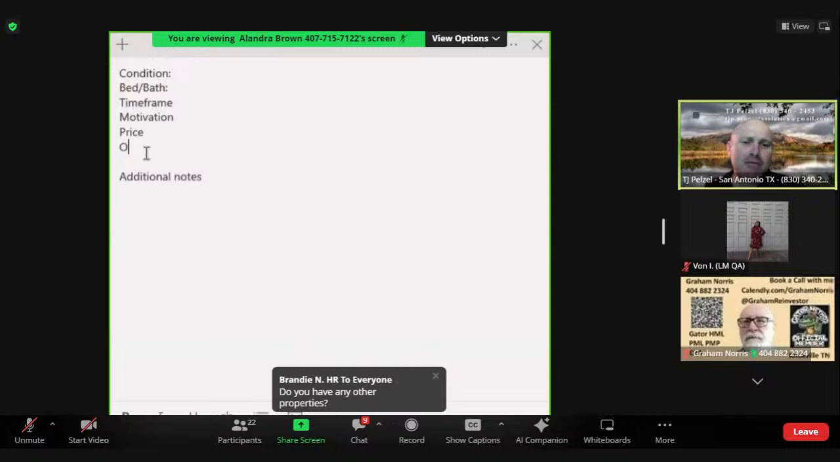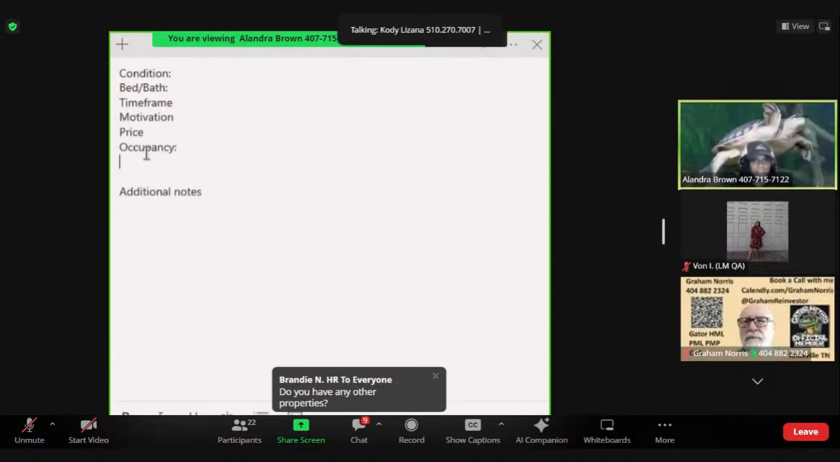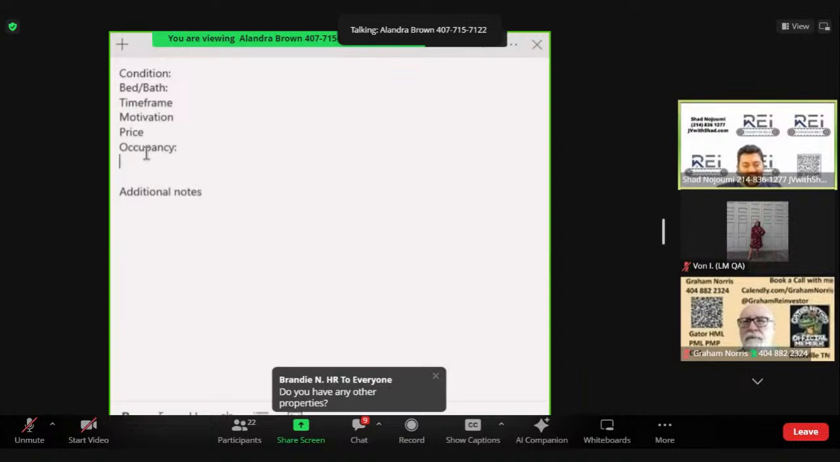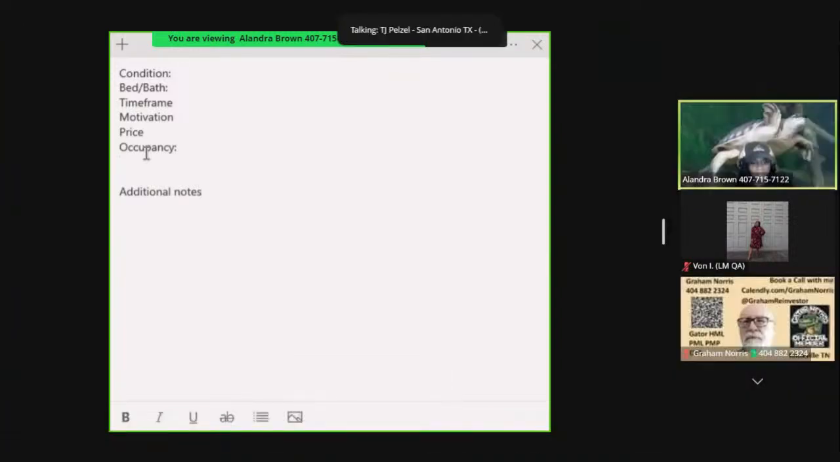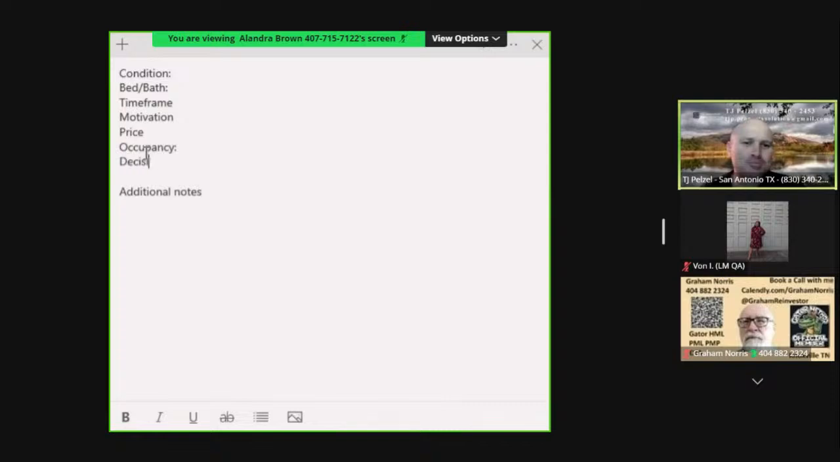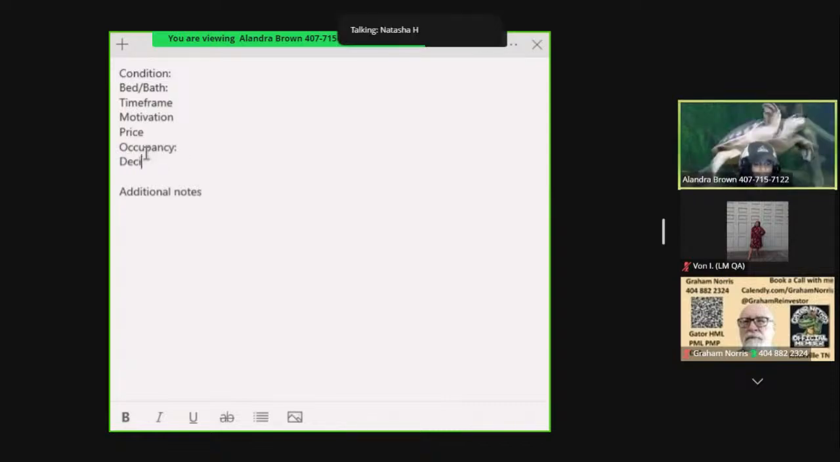Decision maker. For condition, I would also assume that. I can't type that fast. Occupancy. That's the last one I got. Decision maker. I probably spelled that wrong. Don't judge me.